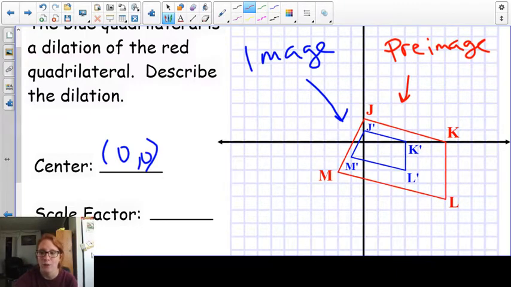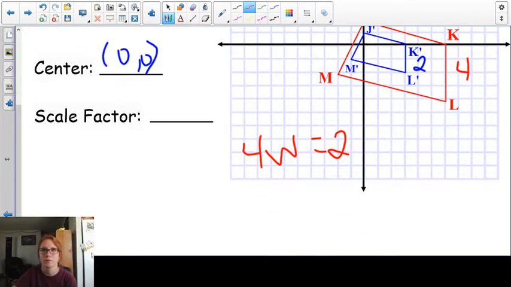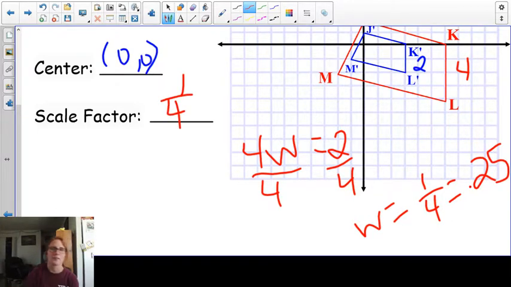So KL is 1, 2, 3, 4 blocks. My image of K prime L prime is only 2. So that means 4 times my favorite letter W, because I don't know what it is, equals 2. So divide both sides by 4 to figure out that favorite W. I get 1 over 4, or 0.25. So my scale factor here is 1/4.